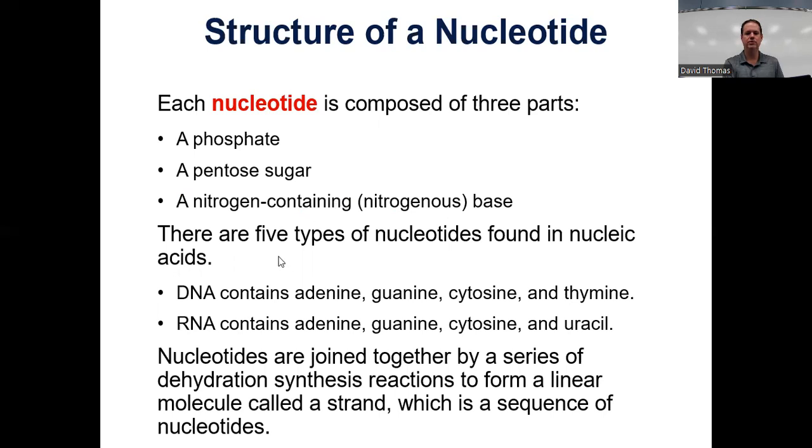There are essentially 5 main bases that are located here. DNA has these examples of the bases: adenine, guanine, cytosine, and thymine. Those are nitrogen bases. RNA has 3 of the same: adenine, guanine, and cytosine, but instead of having thymine, it has uracil as its 4th type of nitrogen base.